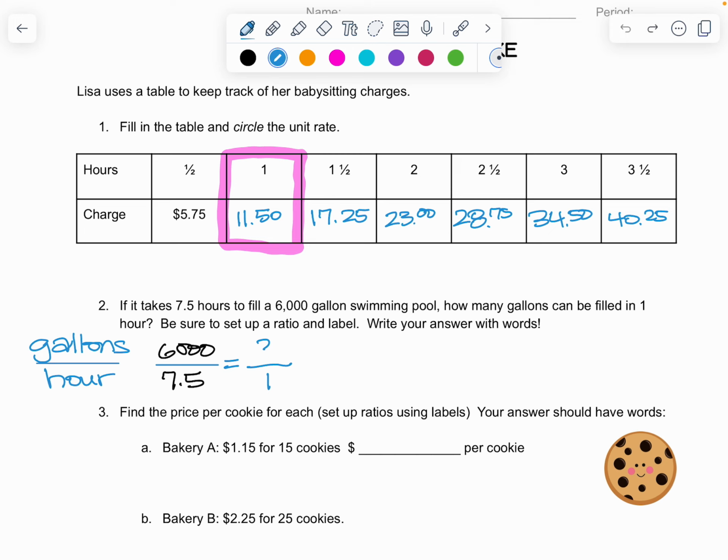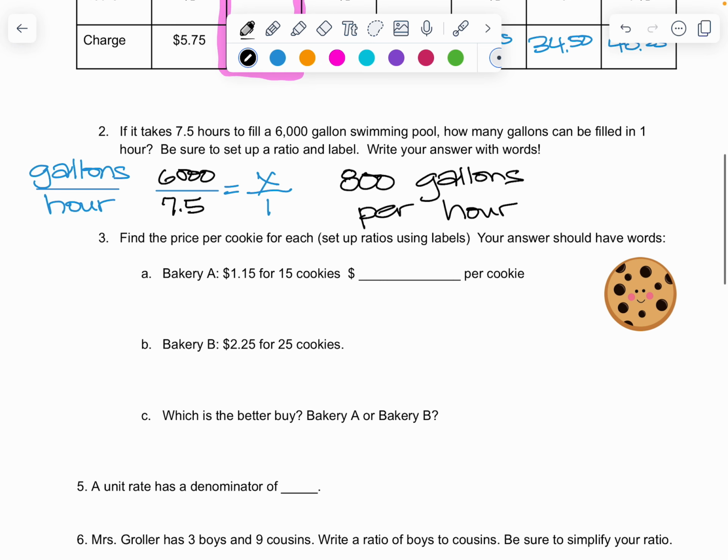There's two ways to do it. You can put an X there and cross multiply, but we don't even have to do that. You could just do 6,000 divided by 7.5. If you do that, you should have gotten 800. But this is a word problem, so I'm going to write it as 800 gallons per hour. Nice job.